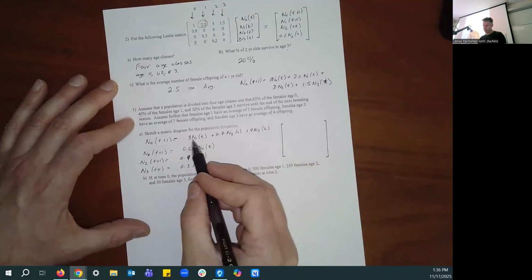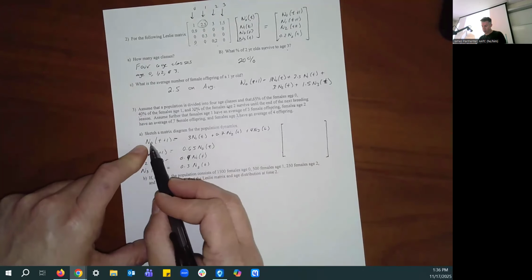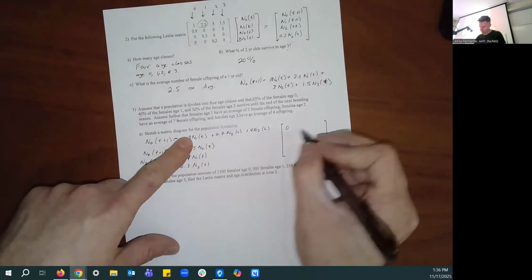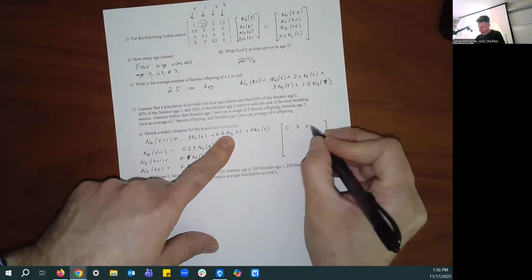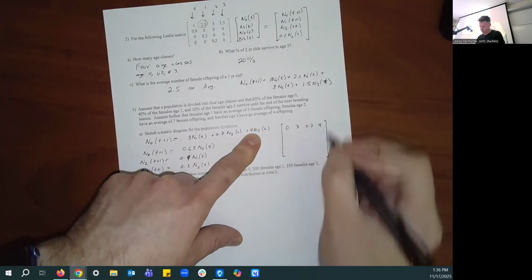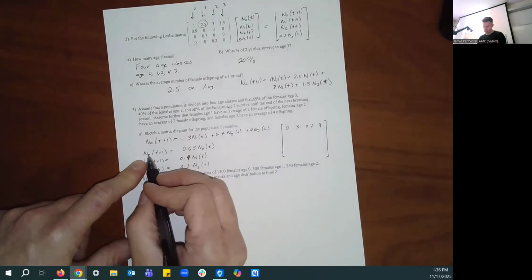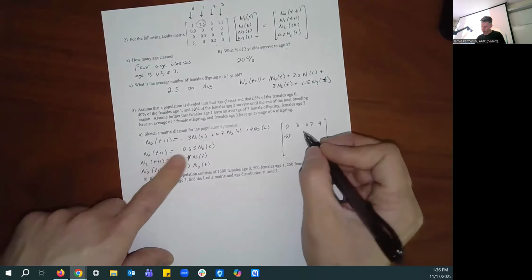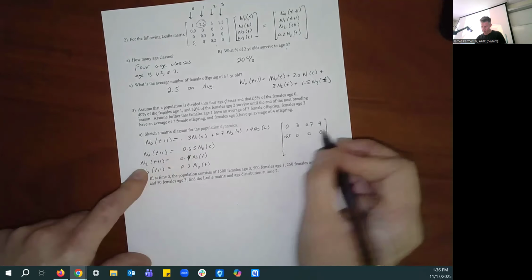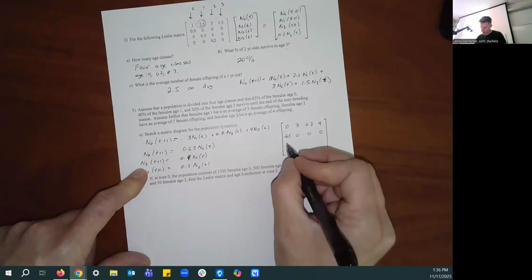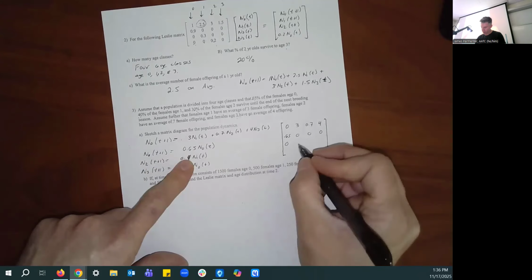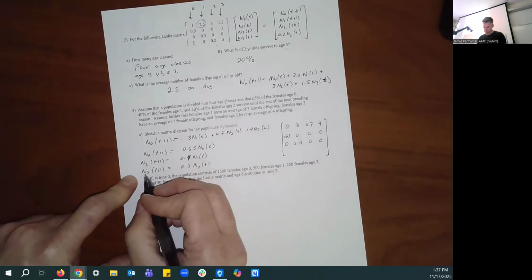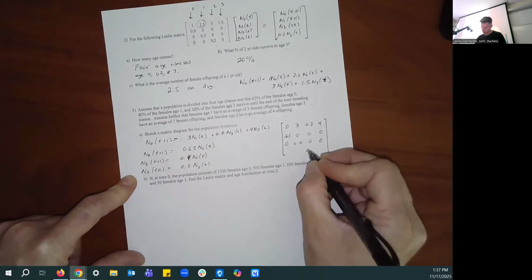So check out what I'm going to write here. For the number of 0-year-olds next year, I have 0 times 0-year-olds, and then 3 times 1-year-olds, 0.7 times 2-year-olds, 4 times 3-year-olds. For 1-year-olds next year, I have 0.65 times 0-year-olds, and then 0 of everything else. For 2-year-olds next year, I have 0 times the number of 0-year-olds, and then 0.4 times the 1-year-olds. 0, 0. And then for 3-year-olds next year, it's 0.3 times the number of 2-year-olds this year.